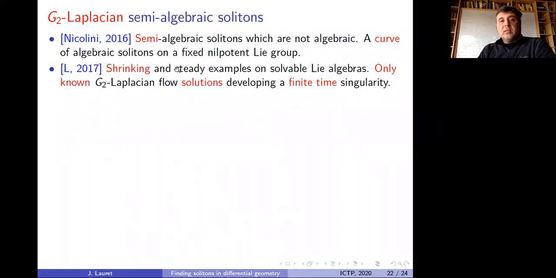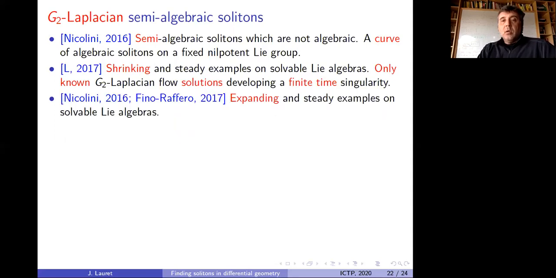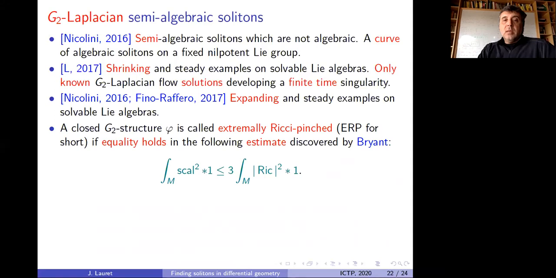We also have the shrinking solitons, and it's really interesting that, as an application of these algebraic solitons, these shrinking solitons are the only known solutions in general for the G2 Laplacian flow which explode in finite time. Okay, so this can be viewed as an application of algebraic solitons to the flow. So by now, these are the only known solutions with a finite time singularity. And well, Fino and Raffero also worked on these Laplacian solitons.